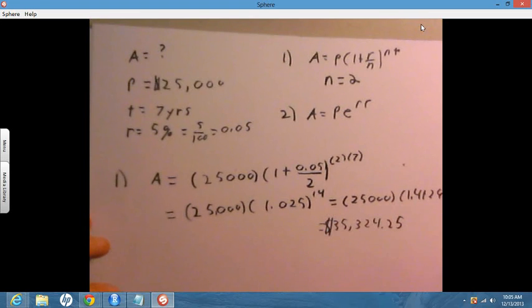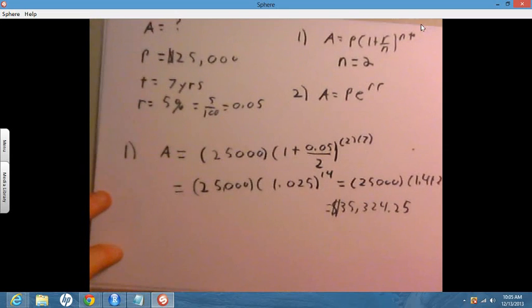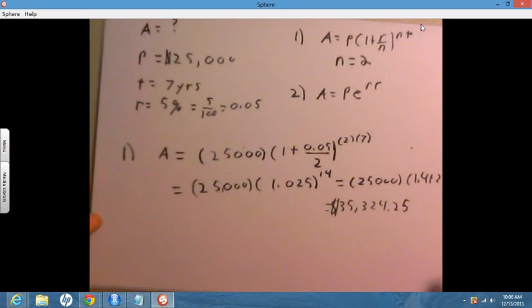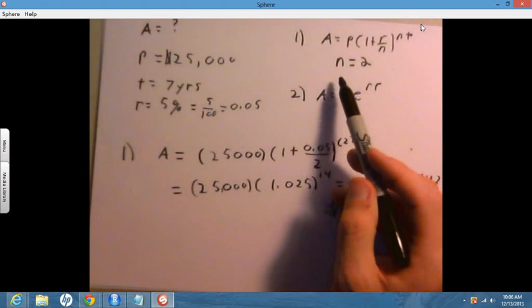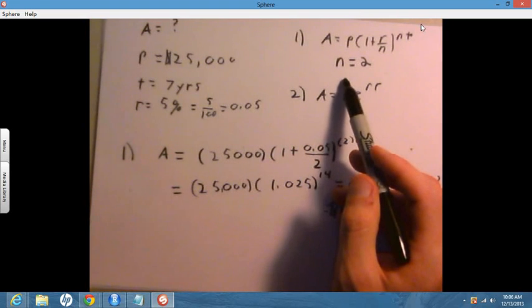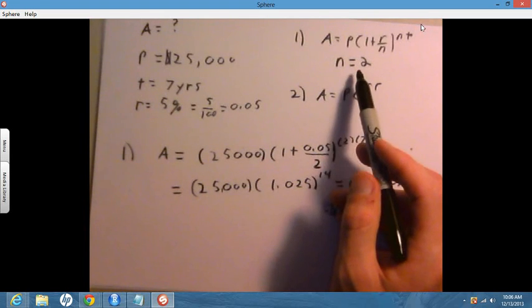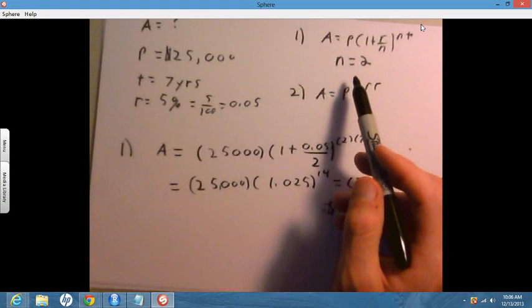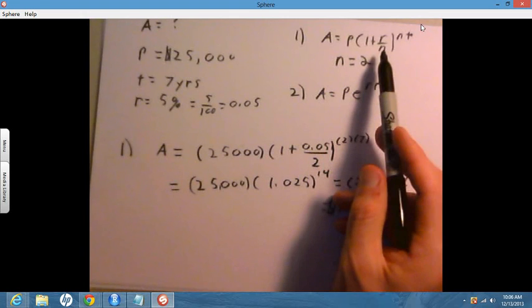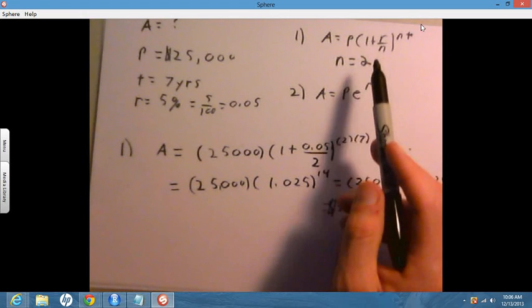Okay, so let's compare that to the continuously compounding. Now, instead of letting n equal 2, if I were to let n equal like 100,000, say, not even that much, you're going to see the answers are going to be very close, even with n equals 2. But if we pick a really, really big number for n, like say 100,000, and just use this formula over again, we get a very, very similar value to if we use this.